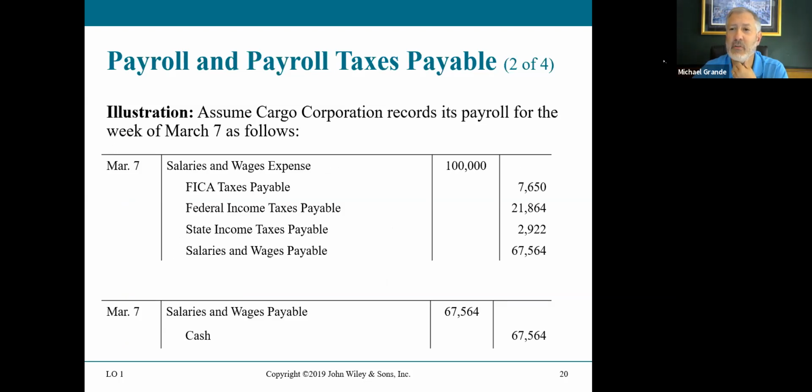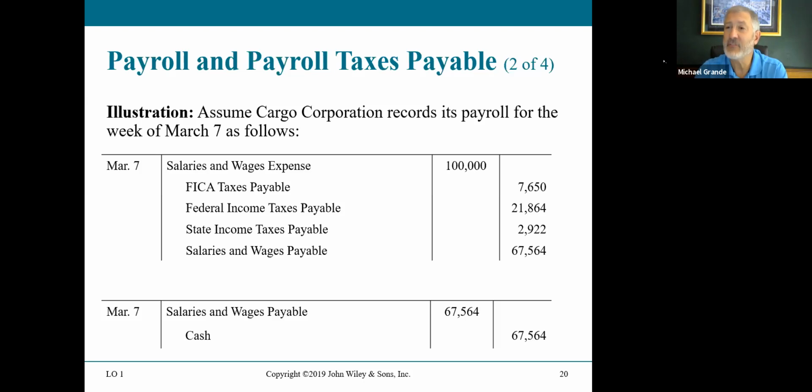Assume Cargo Corporation records its payroll for the week of March 7th as follows. So on March 7th, they have a $100,000 payroll expense, but the employee doesn't receive the whole $100,000. The employee receives a net check, net after what? Net after FICA, which is Social Security and Medicare, less federal income taxes and less state income taxes. That first entry, you can see, although the salary expense is $100,000, there are withholdings that result in a net pay to the employees of $67,564.